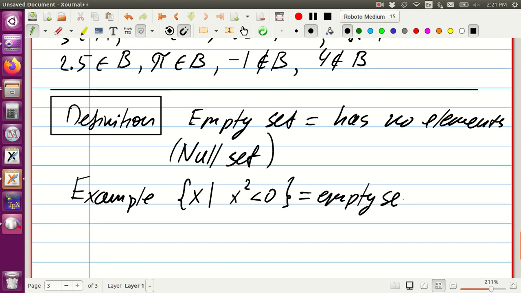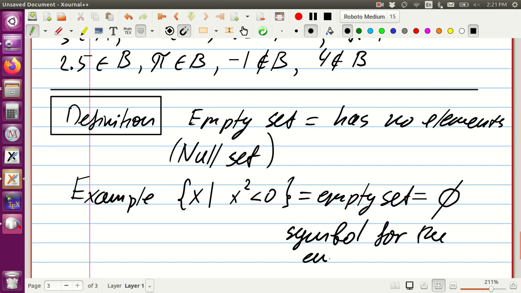But mathematicians always use some kind of symbol. So the symbol for the empty set is a circle crossed with a line diagonally from right to left. So this is the symbol for the empty set.